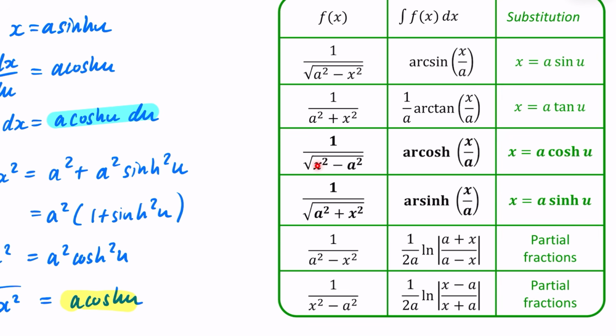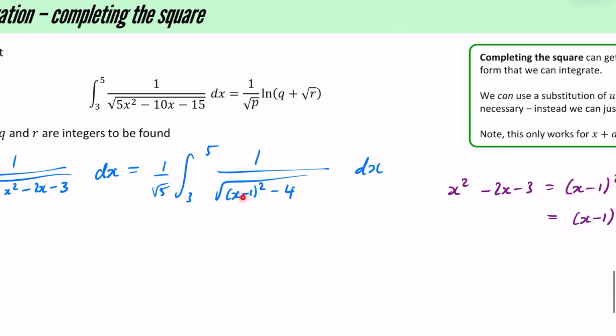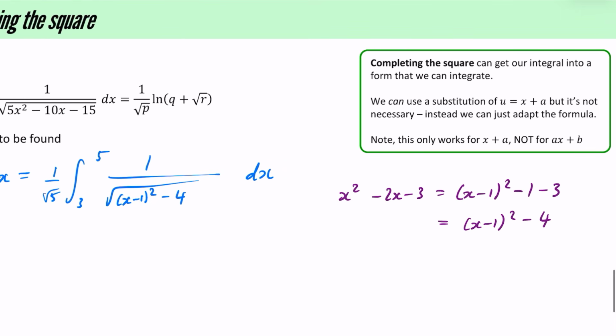But we don't have an x squared. We have something different. So we have an x minus 1 instead. So I've said completing the square can get our integral into a form that we can integrate. Great, this is now looking like something we can do. We can use the substitution of u equals x plus a. So we could use the substitution of u equals x minus 1, but it's not necessary. Instead, we can just adapt the formula.